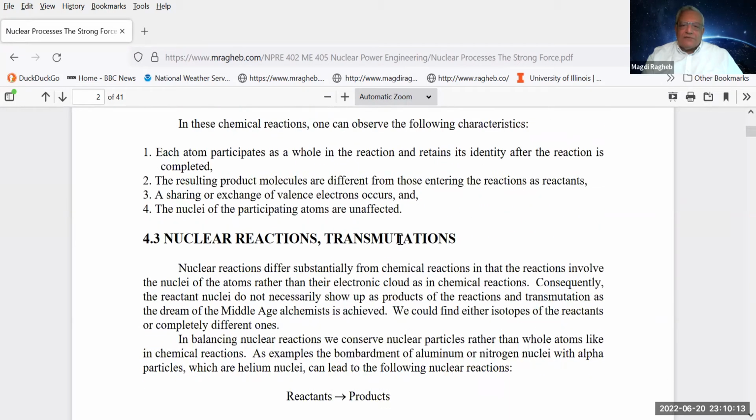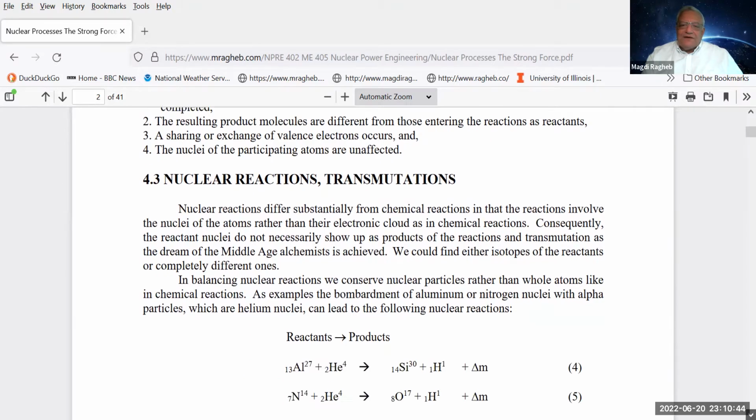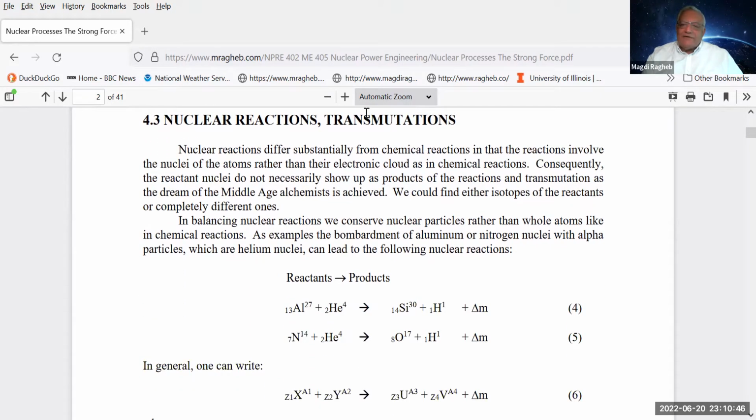Again, each atom participates as a whole. The resulting products are different from those entering the reactions as reactants. A sharing or exchange of electrons occurs. So the reactions in chemistry occur between the electrons around the nucleus of the atoms. The nuclei in chemical reactions are somehow unaffected in general. Nuclear reactions are different. By definition, they occur between the nuclei of the atoms. In that case, we can get transmutations.